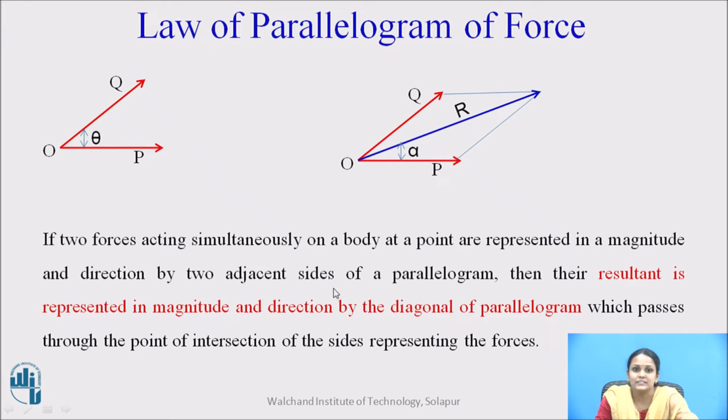By the two adjacent sides of the parallelogram, then the resultant is represented in magnitude and direction by the diagonal of the parallelogram. So here you can see this R is nothing but the magnitude of the resultant force, and this arrow indicates the direction of the resultant force. Here we can say the effect of the forces P and Q is replaced by a single force, which is called the resultant force, which will give the same effect on the body.